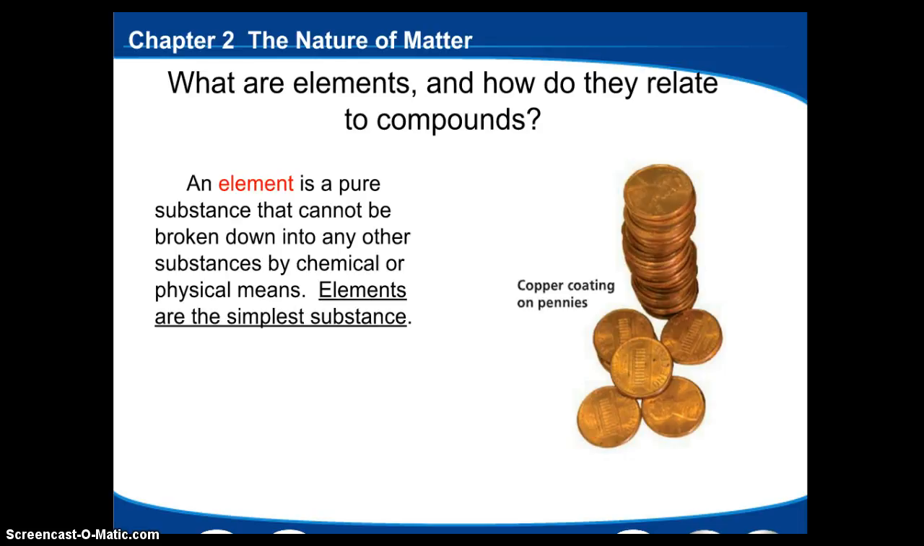And then we're going to talk about elements and how they relate to compounds, because these are examples of some pure substances. An element is a pure substance that cannot be broken down into any other substance by chemical or physical means. And elements are the simplest substance. These are the things that you find on the periodic table of elements.